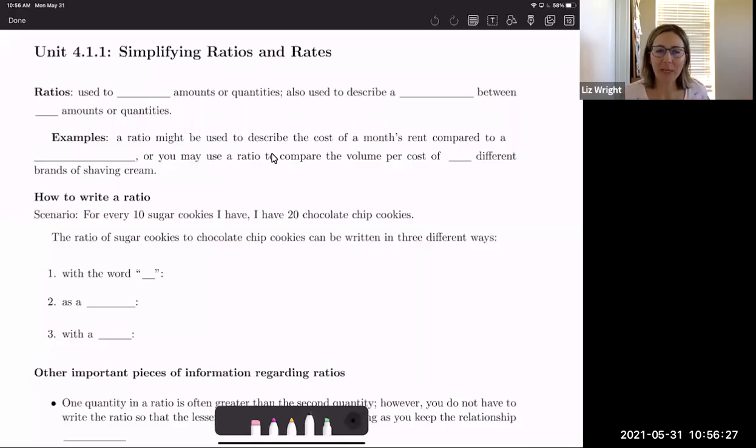Hi everybody. In this video, we are going to be talking about 4.1.1, which is simplifying ratios and rates.